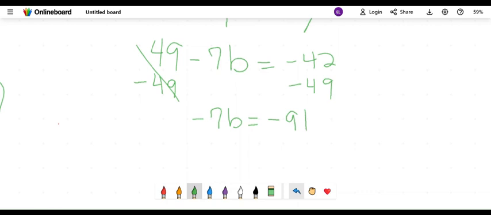So we'll get negative 91. Okay, let's keep going.